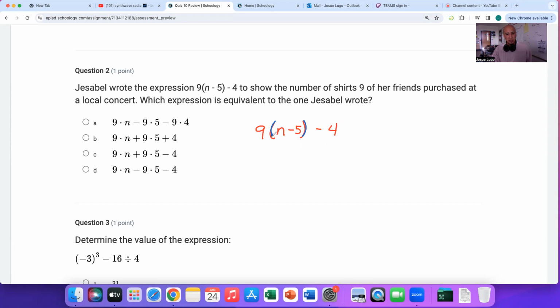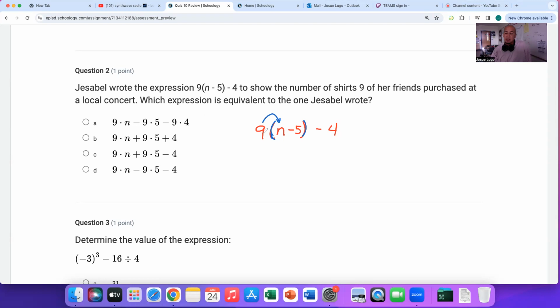Normally, when we do PEMDAS, we would do whatever's inside the parentheses, but how can I take away 5 from n when I don't even know what n is? Instead, ladies and gentlemen, we can just think of this as doing n minus 5 9 times. In other words, n minus 5 plus n minus 5 plus n minus 5, and so on, 9 times. And when we do that, we're going to see that we have 9 n's.